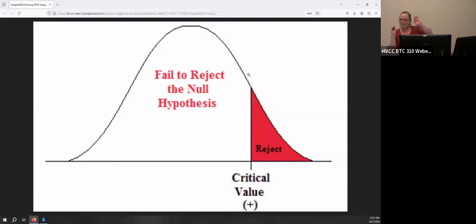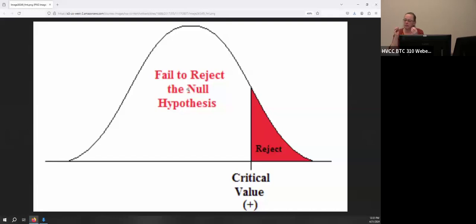So when you get your critical value, whatever it may be, if your statistic is less than your critical value, you are here in this area, and you fail to reject the null, or as we're using it in class, retain the null. If your statistic is lower than the critical value, you retain the null and say there is no difference.